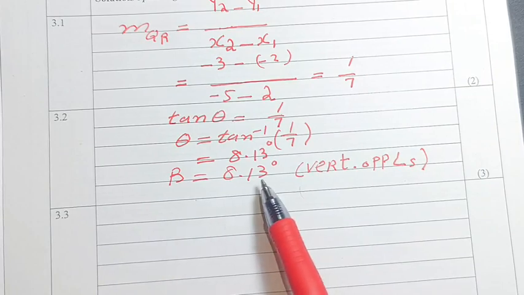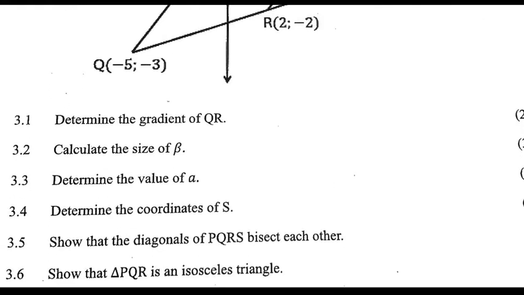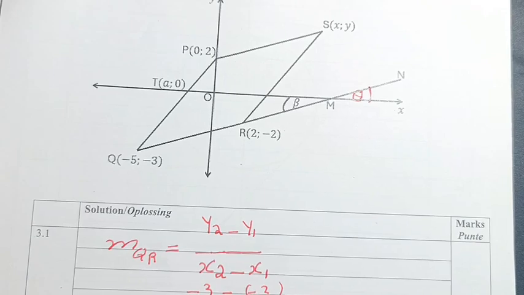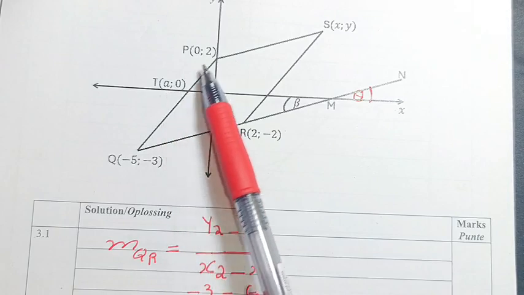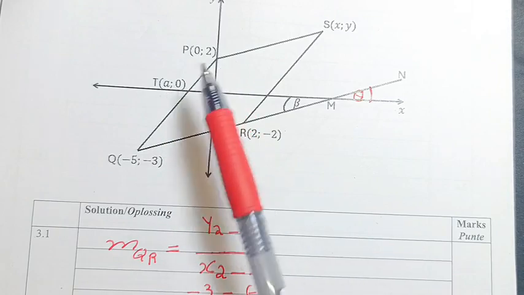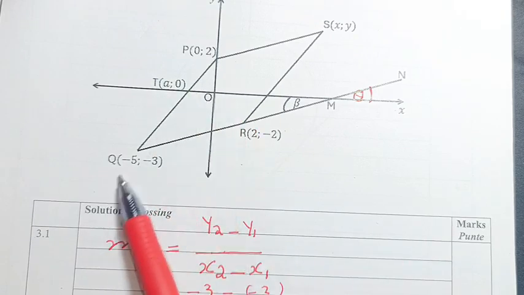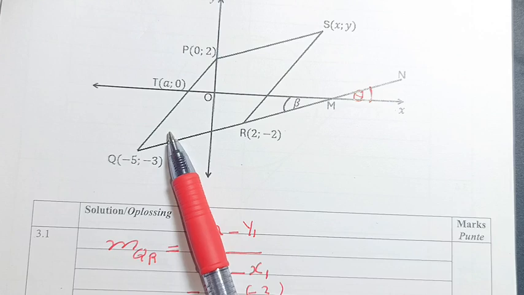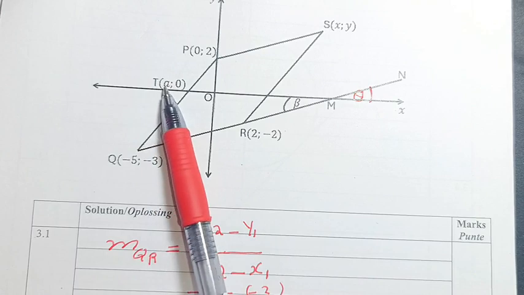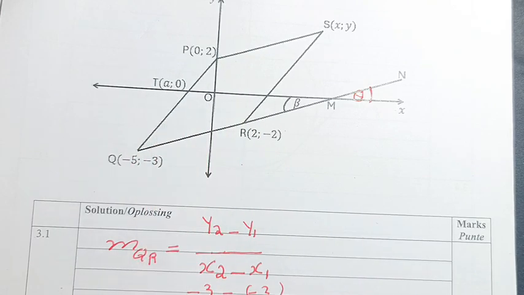Beta is 8,13 degrees. 3.3: determine the value of alpha. Here I first need to find the equation of PQ, because this point T lies on the line PQ. So I need to find the gradient of PQ. I'm going to find the straight line equation, y is equal to mx plus c. Then I'm going to substitute T to find the coordinates of A, which is the x-intercept.